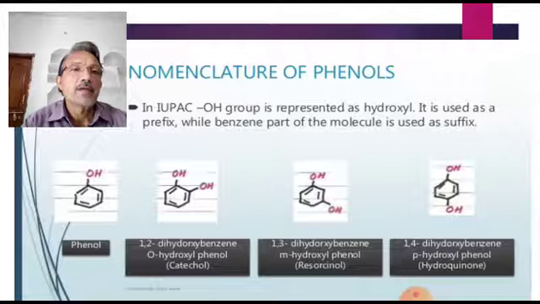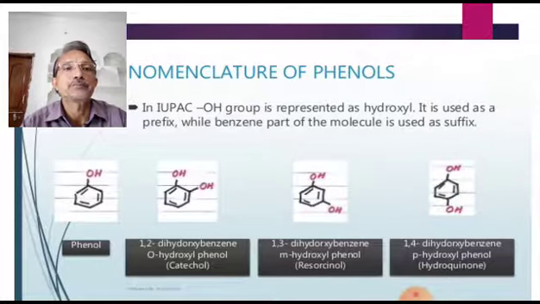Metahydroxyphenol. In metahydroxyphenol, the OH group is attached at the meta position. Its IUPAC name is 1,3-dihydroxybenzene. Its common name is resorcinol. Parahydroxyphenol. The IUPAC name of parahydroxyphenol is 1,4-dihydroxybenzene. Its common name is hydroquinone.